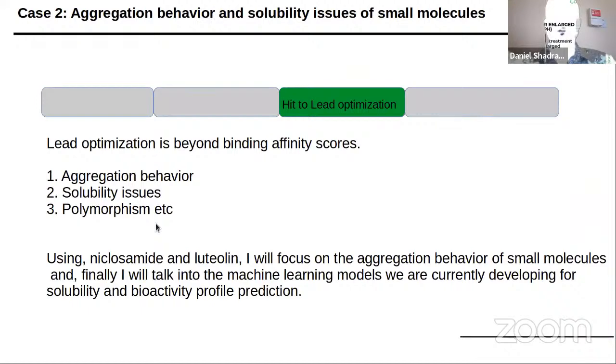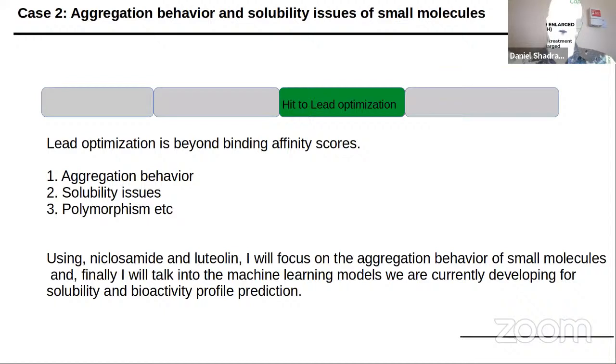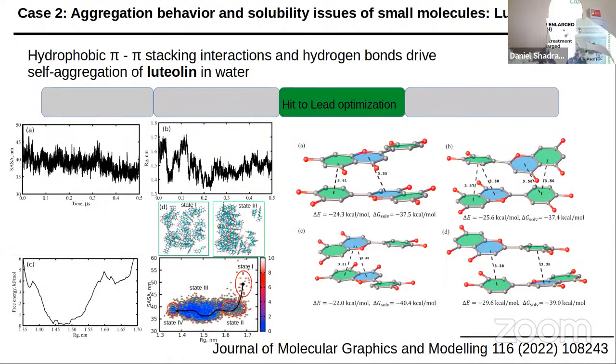And I would try to highlight that when we are talking about lead optimization, it's not only about the binding affinity. It is always about taking care of issues in aggregation, solubility, polymorphism changes, etc. So here, I will take an example of one of the molecules of interest. Let's talk about luteolin. We reported luteolin before from our group and the experimental people also investigated it, but it has a challenge of solubility.